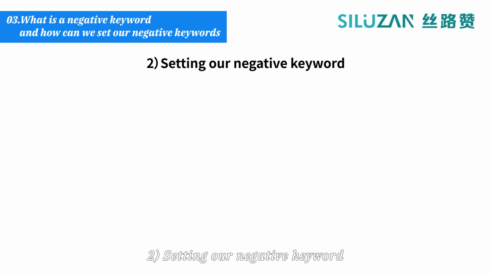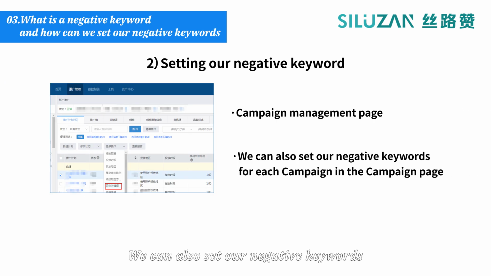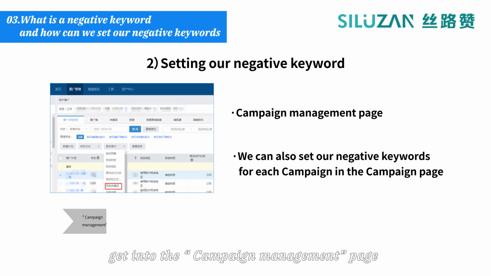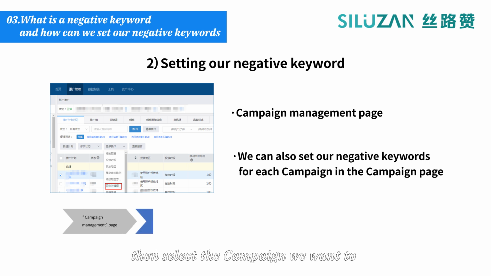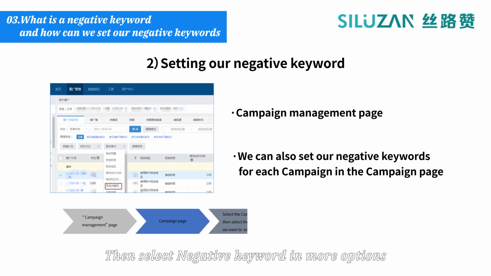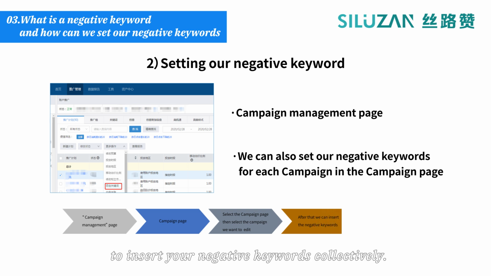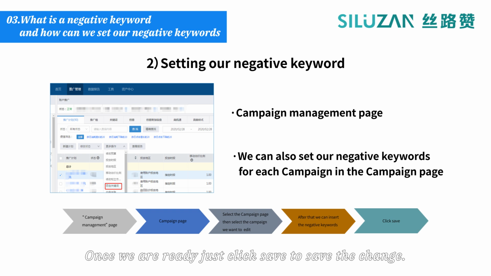Number 2, setting our negative keywords. We can also set our negative keywords for each campaign in the campaign page. In order to do that, we need to get into the campaign management page, then select the campaign we want to set the negative keyword for. Then select negative keyword in more options to insert our negative keywords. Once we are ready, just click Save to save the change.